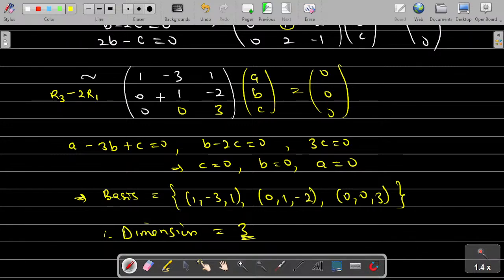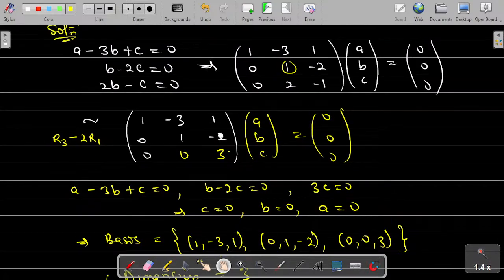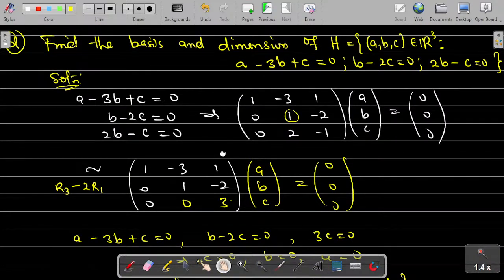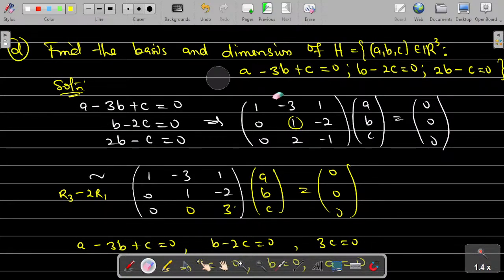Okay, so we stopped off somewhere, and I said I was going to revisit this number before we continue. Here we are asked to check the dimension and basis for this particular set H. Okay, and here I have defined the vectors.